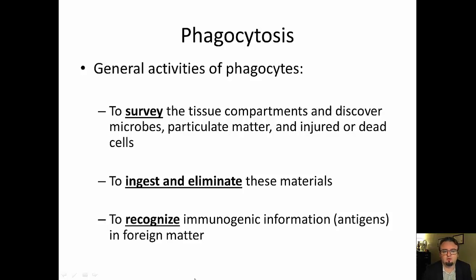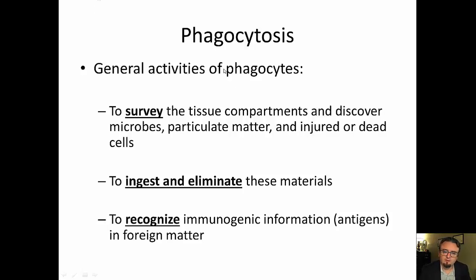Now, as a whole, each one has really three general things that it's doing. And the first is surveying, and this is where the self versus non-self determination comes in. So they're surveying the body, and they're looking for anything that is determined to be non-self. And if it matches this kind of non-self description, then they will start to phagocytize it.